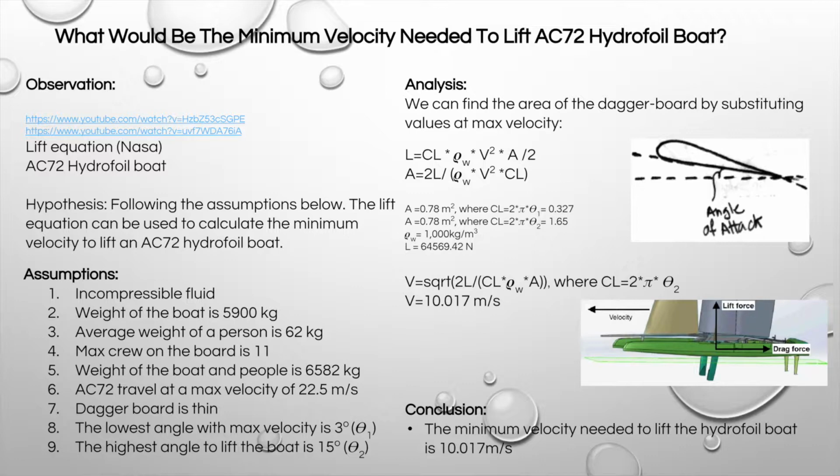We are Group 33, and our project covers the topic of hydrofoil ships and lift. Hydrofoil ships are high-velocity vessels that use lift to completely raise out of the water to reduce drag. We specifically will cover the AC-72 hydrofoil, a competitor in the America's Cup.